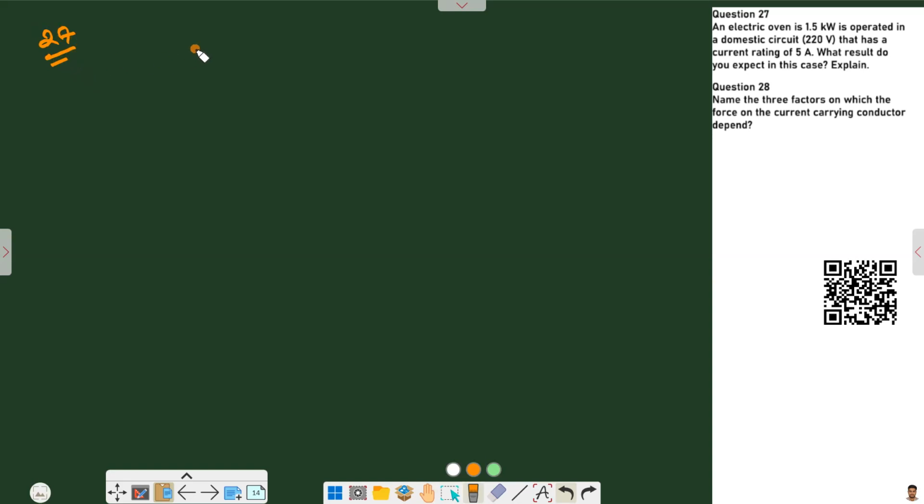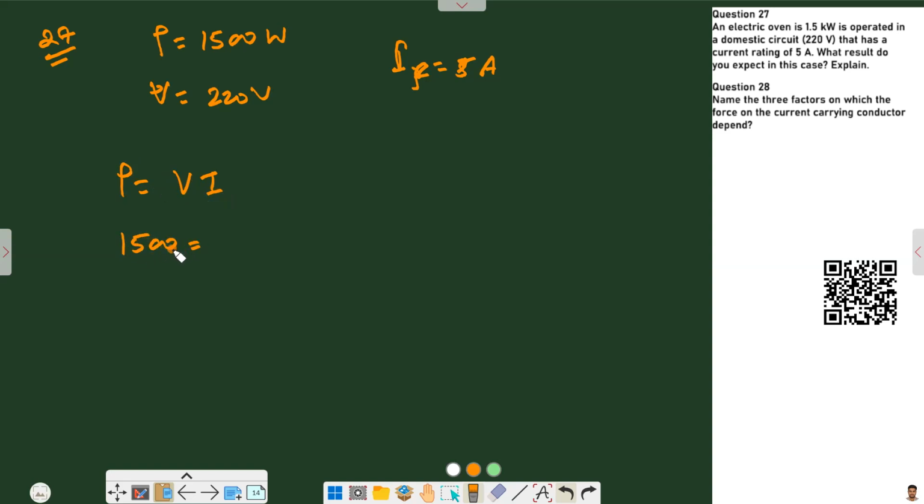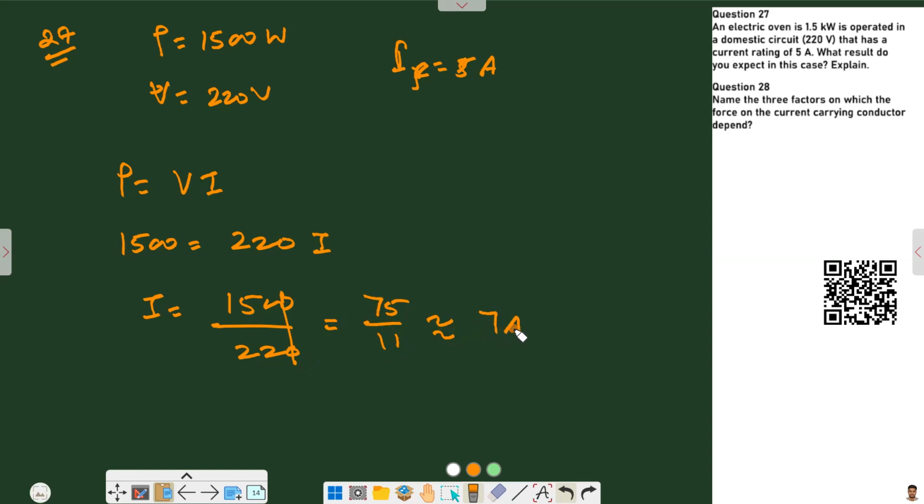It is similar to our previous question. Here again power is 1500 watts. Now potential is given 220 volt and current rating for fuse is 5 ampere. So if we now find using the power formula, power is voltage into current. So for iron it is 1500 and potential is 220, current is I. So I is equal to 1500 by 220. So it will be 75 by 11. So again it will be approximately 7 ampere.